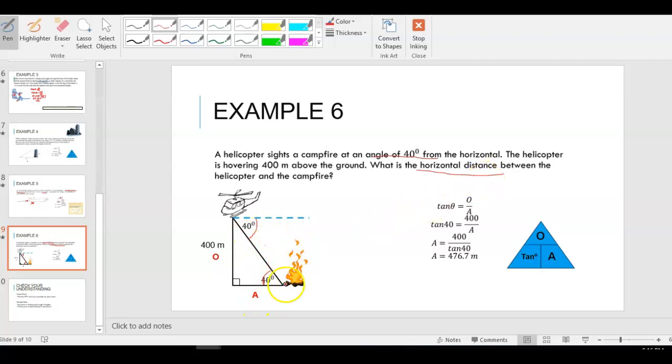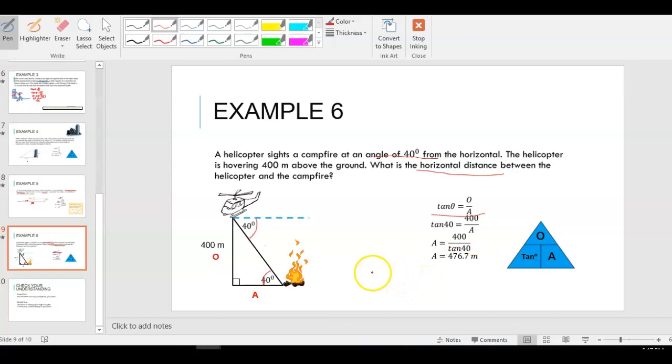Which one of the trigonometric ratios has both opposite and adjacent sides? Tangent. So we write the tangent ratio and we plot in the given information. Tangent of 40 degrees equals 400 over side A. Using the pyramid, cover side A, and you have opposite over tangent, 400 over tangent of 40 degrees. Putting that into your calculator, the horizontal distance is 476.7 meters.